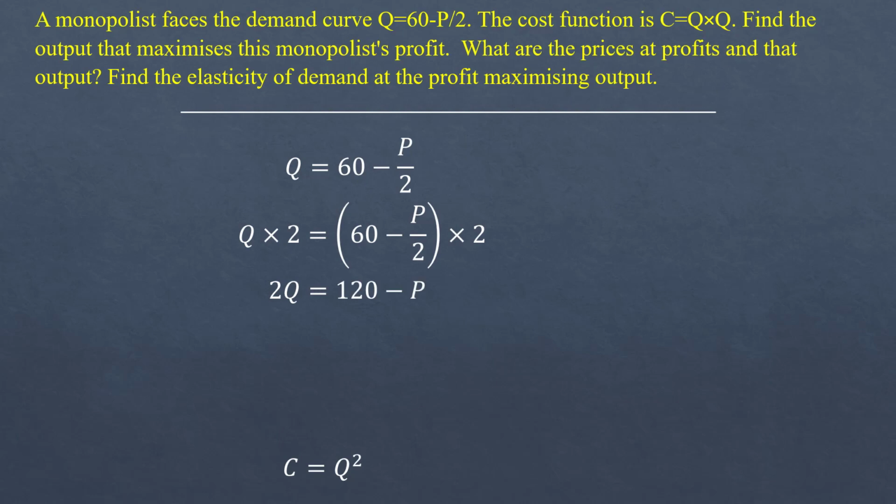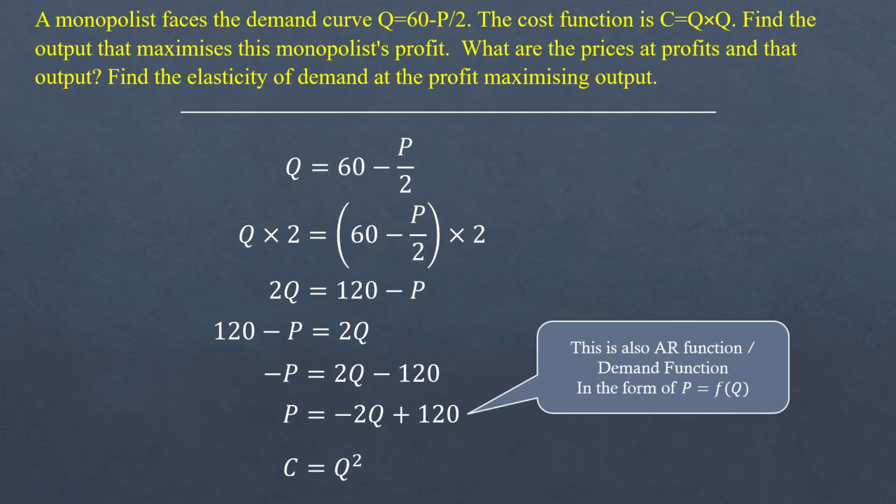2Q equal to 120 minus P. Interchange the sides. 120 minus P equal to 2Q. Solve it for P. Minus P equal to 2Q minus 120. Multiply both sides by minus sign. Finally, we get P equal to minus 2Q plus 120. This is the changed form of the average revenue function.